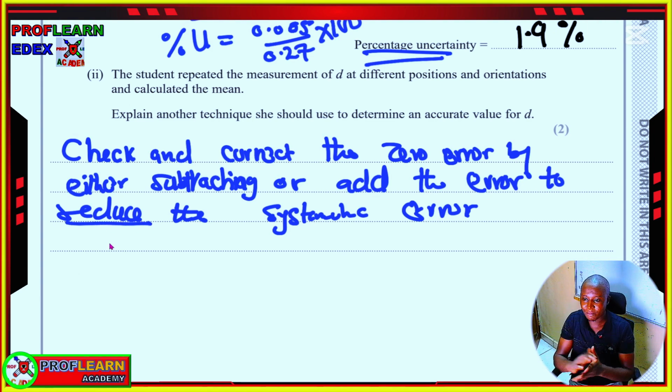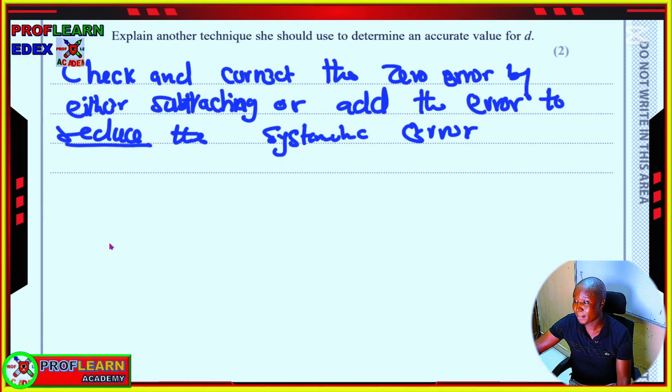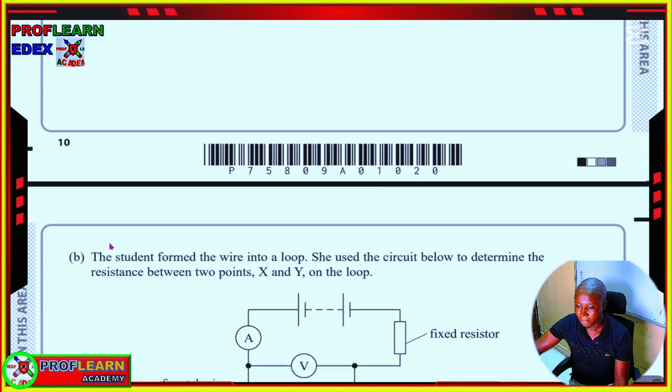So anytime you are given a question like this, another technique is about correcting the zero error in the measuring instrument.